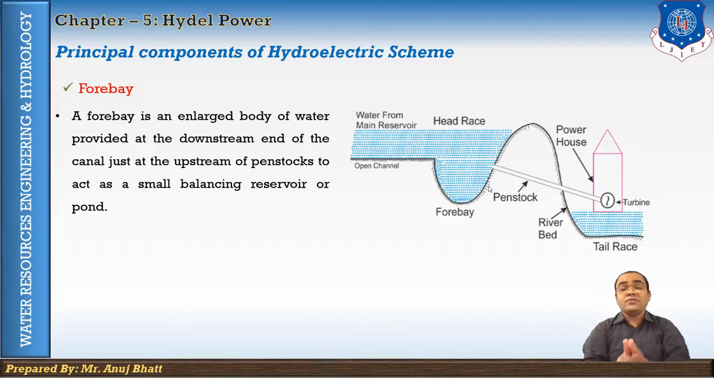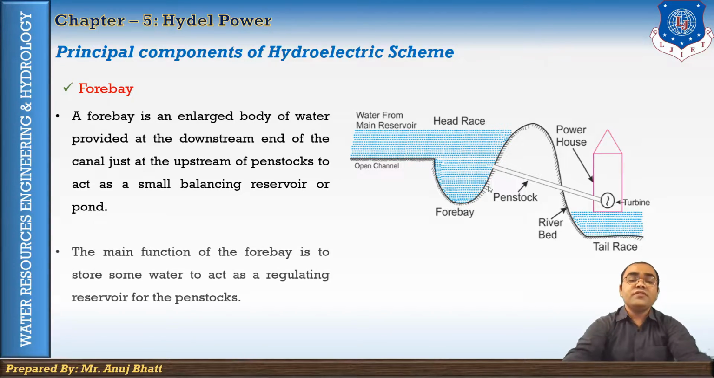If the powerhouse is located at the toe of the dam, a separate forebay is not required, since the penstock directly takes the water from the reservoir. In such a case, the reservoir itself acts as the forebay. The main function of the forebay is to store some amount of water to act as a regulatory reservoir for the penstock. The forebay stores water temporarily when the load on the plant is reduced, and it provides extra water to meet the sudden demand because of increasing load during peak period hours.